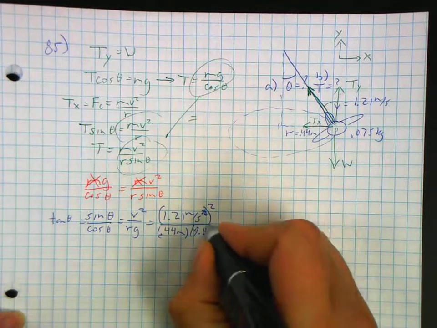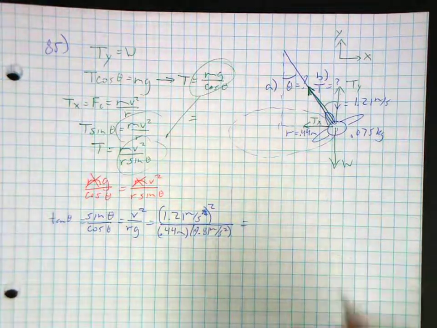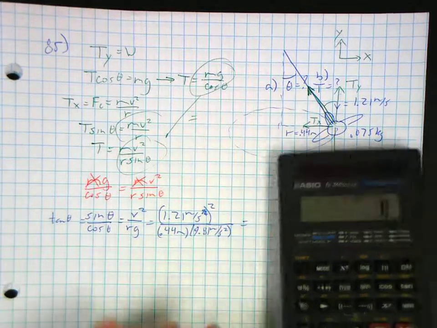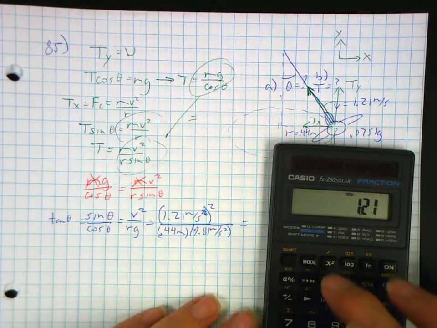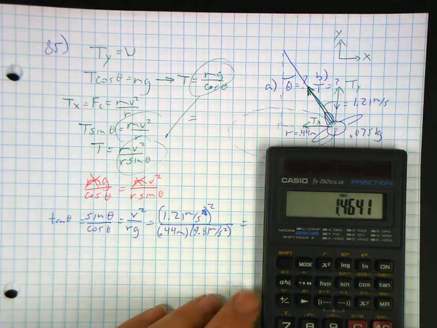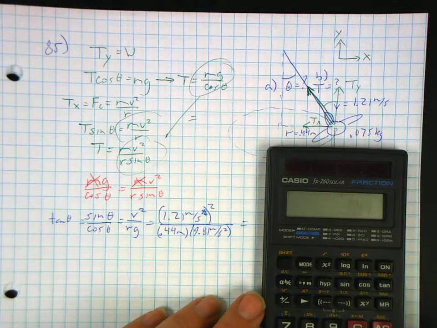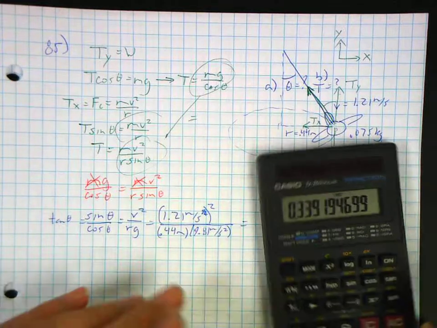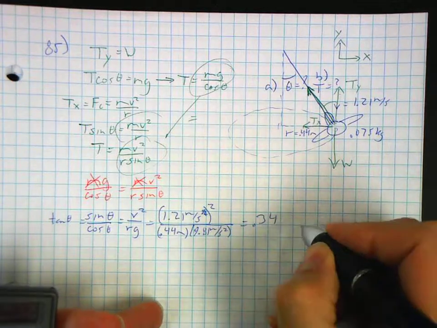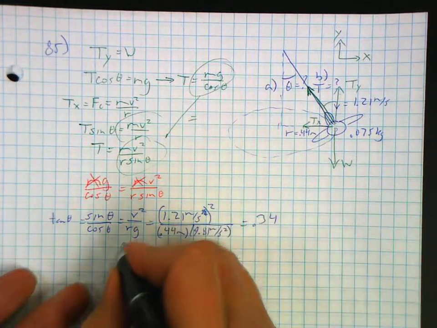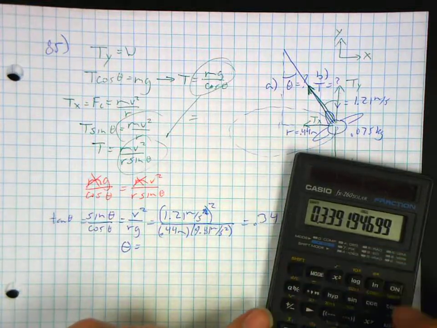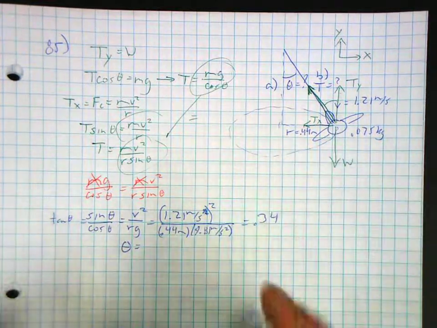Let's see, might as well throw it out here. 1.21 squared divided by 0.44 divided by 9.81. That's 0.34. And the inverse tangent of that gives me that theta. Alright, so I've got 0.34. Inverse tangent gives me 18.7 degrees. Which I know I've got two sig figs, so that's 19 degrees, which is the correct answer.